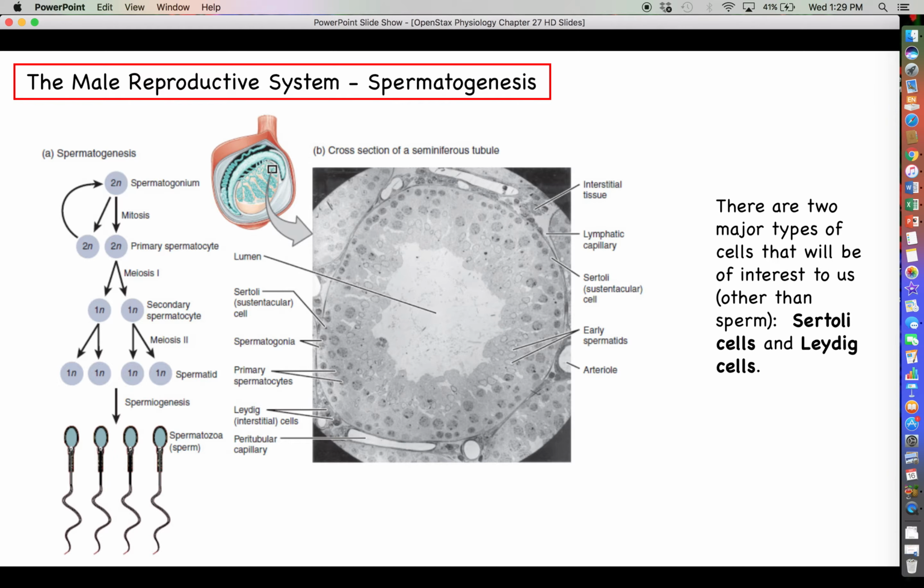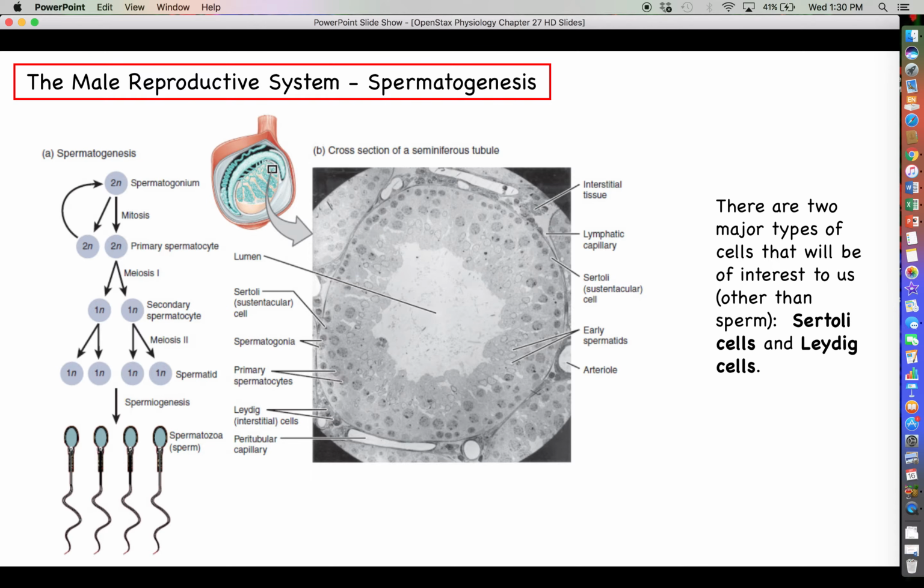So there are two different types of cells we really want to focus on here other than the maturing sperm themselves, and these are called Sertoli cells and Leydig cells. The Leydig cells, if we focus on these first, are not actually within the seminiferous tubule. They're actually sitting here on the outside, being maintained within the interstitial fluid, which is why they're also sometimes called interstitial cells. The Sertoli cells are actually within the wall of the seminiferous tubule themselves.